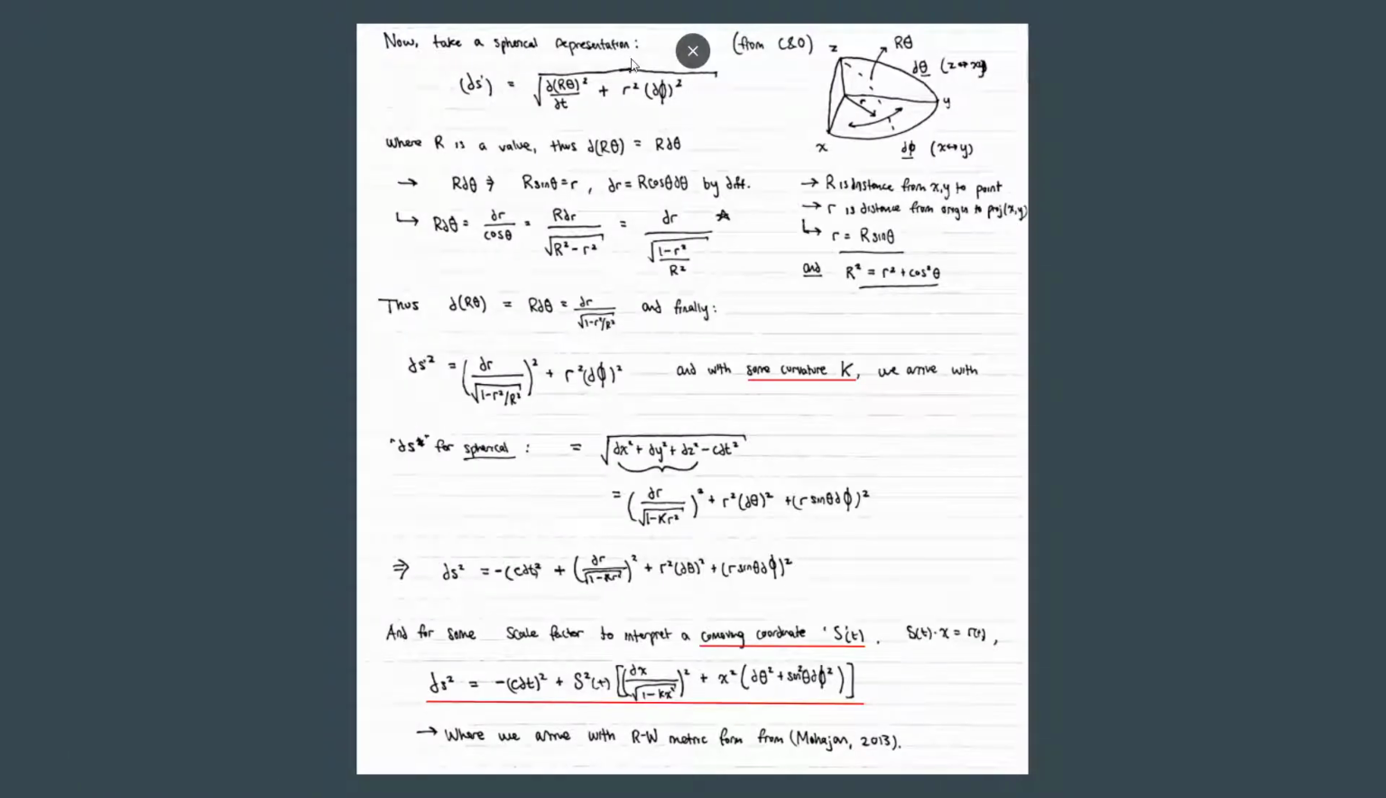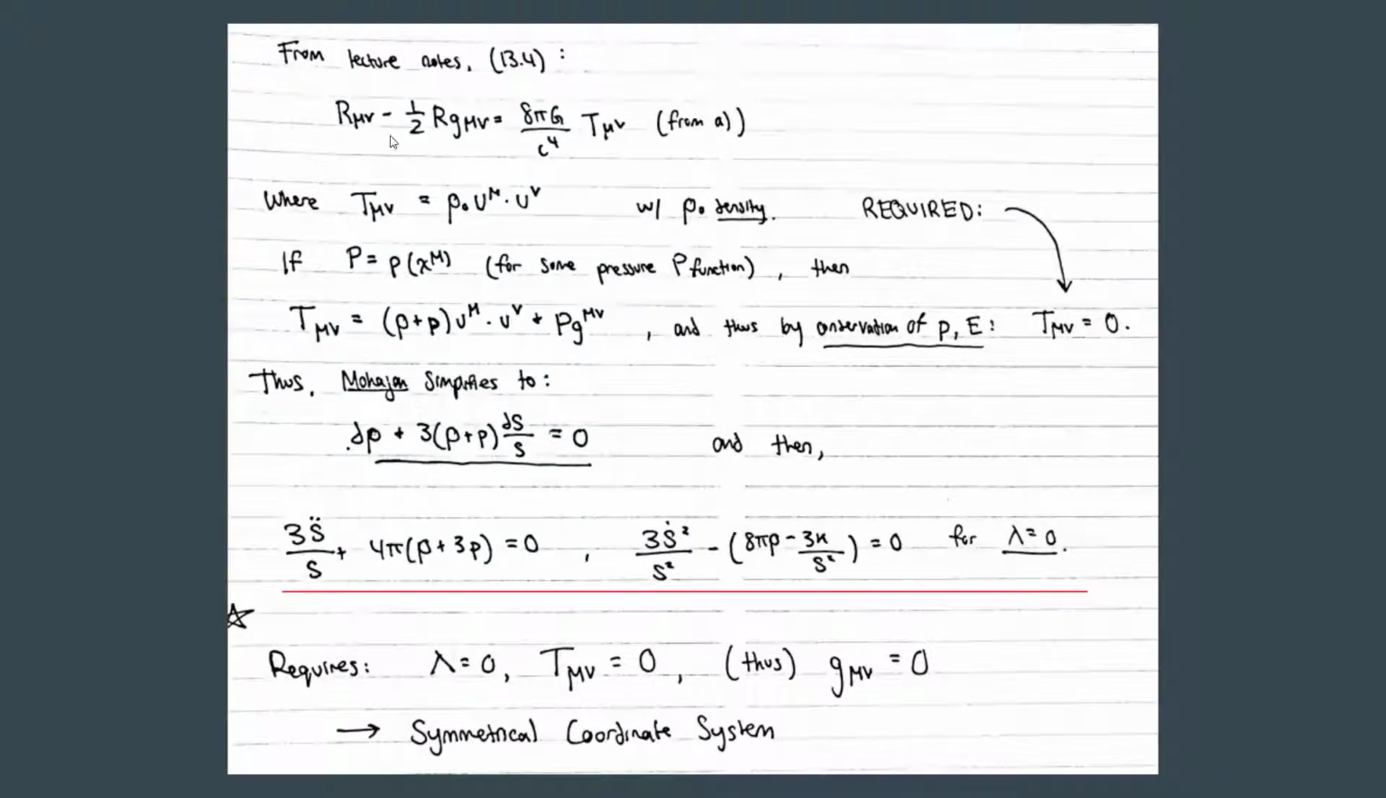Then we transpose into spherical coordinates and derive a similar representation. Using some trigonometric identities and substituting for a curvature factor k and a scale factor s, we arrive at a Robertson-Walker metric formula which Mohajan uses to solve the FRW model. Now, we return to the field equation. Mohajan is able to simplify using a pressure function, reducing the problem to depend on the scale factor and its derivatives, and the curvature k.